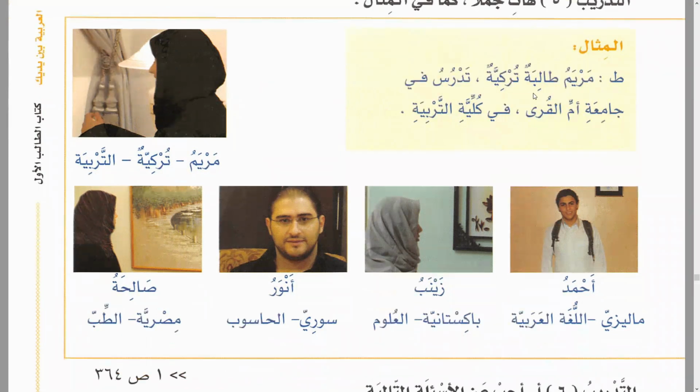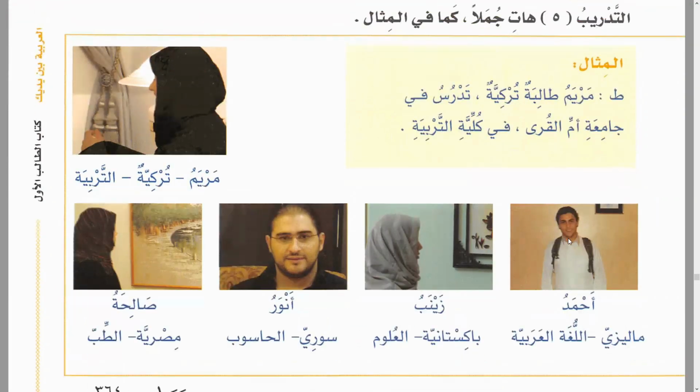Ahmadu talibun Maliziyun. Ahmad is a Malaysian student. Instead of tadrusu, you have to say Yadrusu fi Jamiati. Which Jamia is it? No name. Right? Maybe in Jamia al-Qura again. Fi Jamia al-Qura, fi kulliyat اللغة العربية, in Arabic language. Right? Zainabu طالبة باكستانية. Pakistani student. تدرس because she's female, right? Not يدرس. تدرس في جامعة القرى في كلية العلوم, in science college.